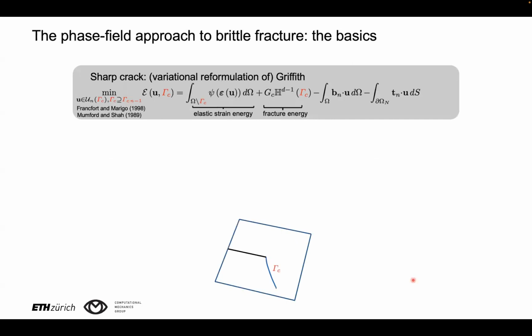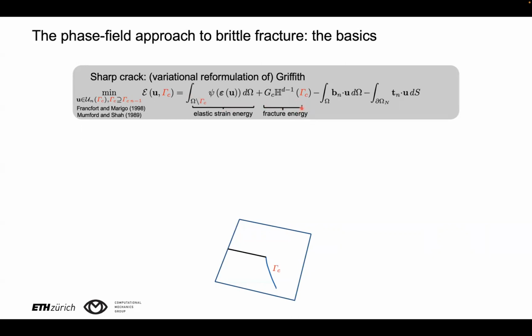So before I get to the phase field modeling approach, let me briefly talk about the variational reformulation of Griffith theory, which is due to Francfort and Marigo in 1998. Francfort and Marigo introduced an energy functional with two arguments: the displacement field and the crack set Gamma C. You see here that this total energy is comprised of three contributions, the third one being the potential energy of the external load, which is not that interesting. So I'll focus on the first two contributions. The first contribution is the elastic strain energy, and the second contribution is the fracture energy.